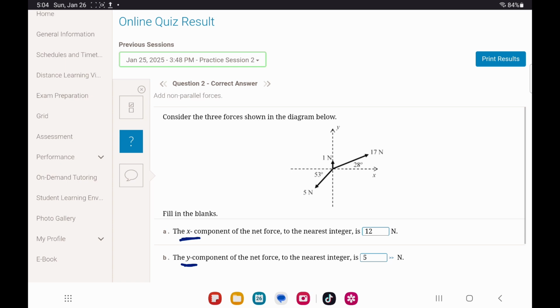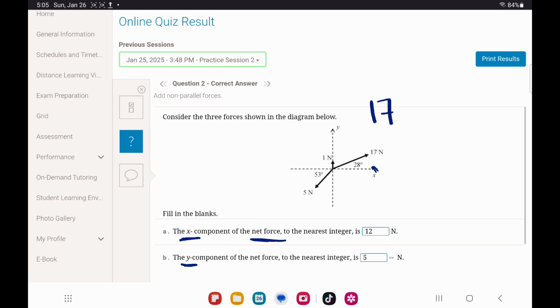Okay, so let's start with the x component. We want the net force, and we have two angles. So we need to find the values of both these angles and then add them. And like I said, make sure that the angle is with the x-axis.